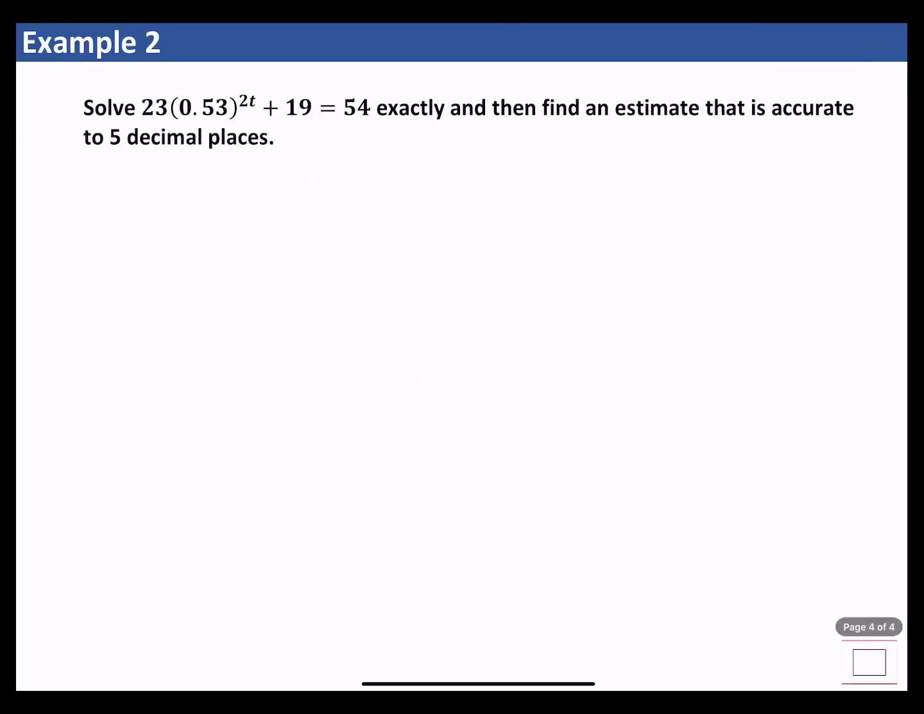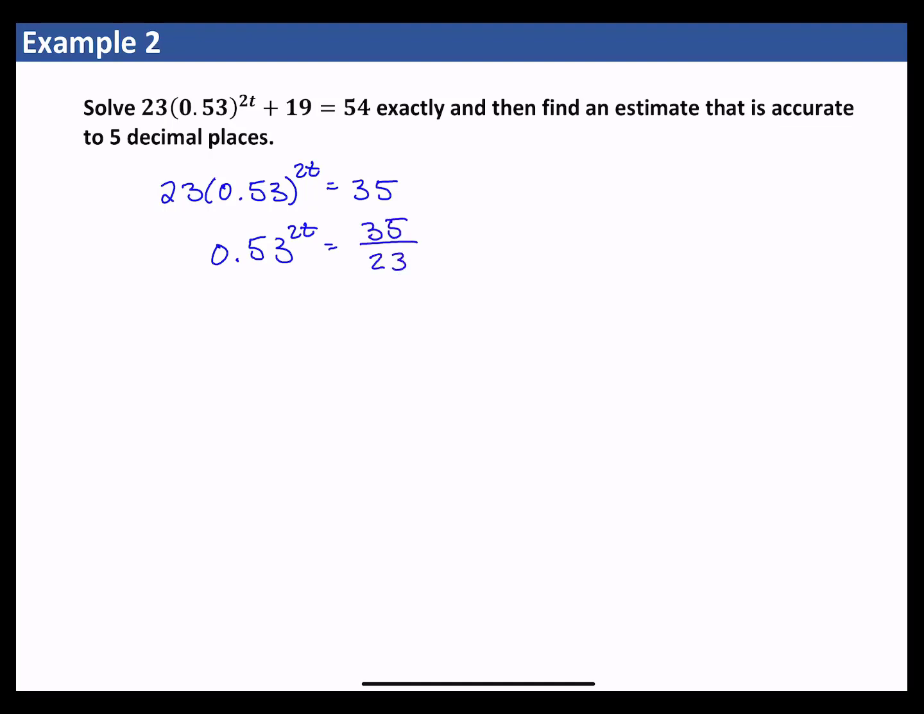Okay, so hopefully you tried to solve 23 times 0.53 raised to the 2t plus 19 equals 54 exactly, and then find an estimate that is accurate to 5 decimal places on your own. So first we're going to subtract 19 from both sides, giving us 23 times 0.53 raised to the 2t equals 35. And then we divide both sides by 23 to get 0.53 raised to the 2t equals 35 divided by 23.